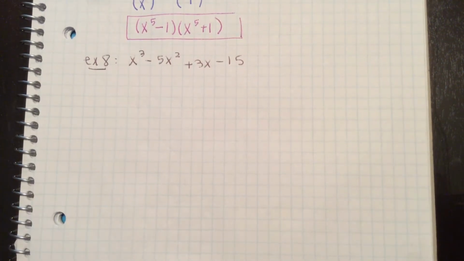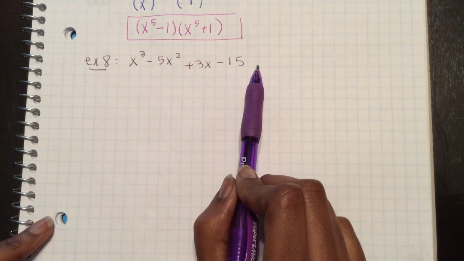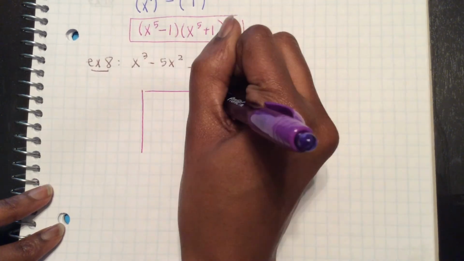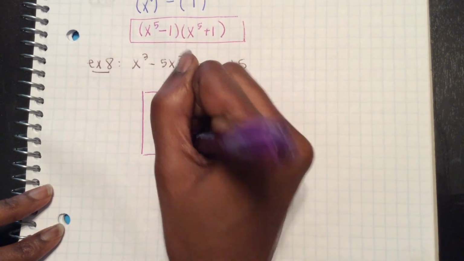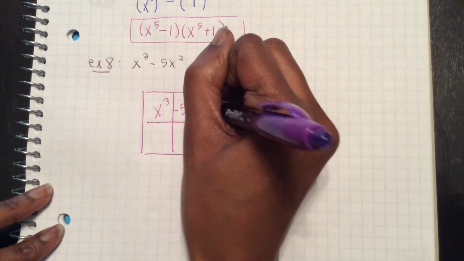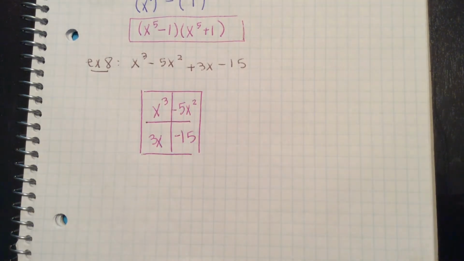Now let's move on to example 8. We have x cubed minus 5x squared plus 3x minus 15. No GCF out of these 4 terms, so since it's 4 terms, I'm going to put it in my box. X cubed minus 5x squared plus 3x minus 15.